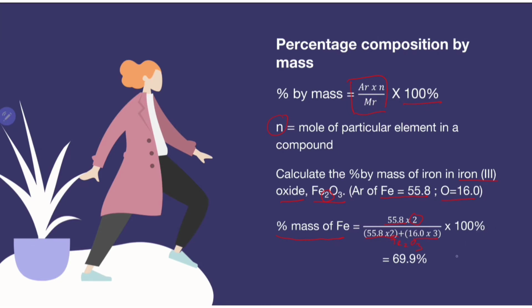So we can multiply by 100%, and we get 69.9%. If we want to find the percentage by mass of O, then we have 3 oxygen, so 3 times 16 over 3 times 16 plus 2 times 55.8, the same MR, times 100%.